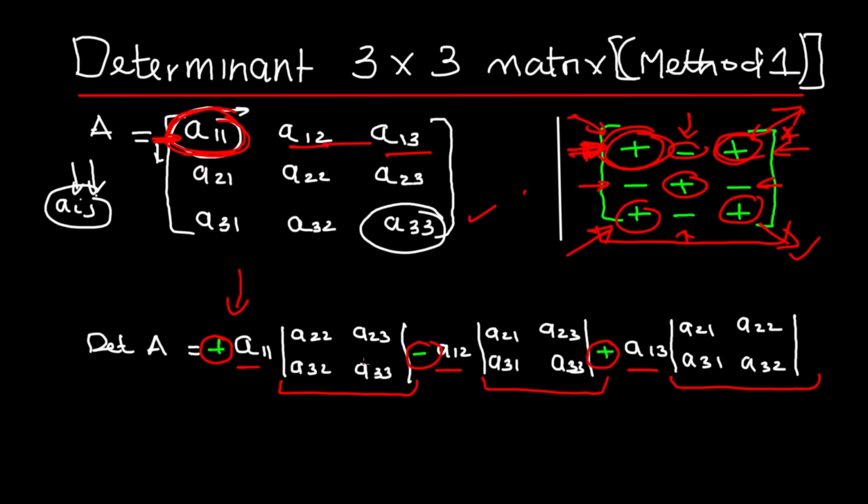Okay, now let's look at the second one. So the second term, I said we're only using the first row. Okay, so that's why you see it's A12. Then I go and get its sign from there. That's here as well. Okay, then what do I do now?